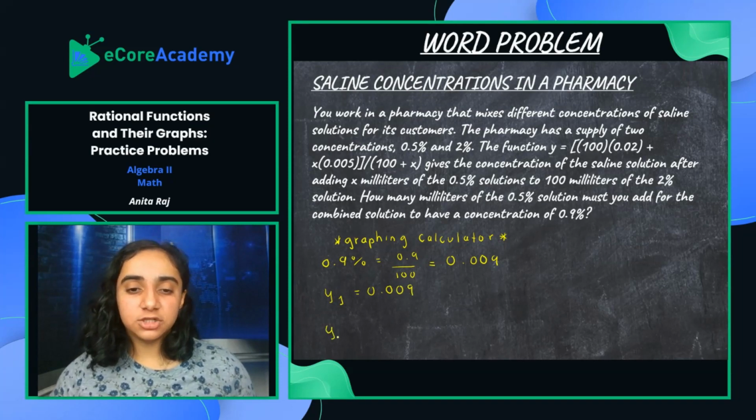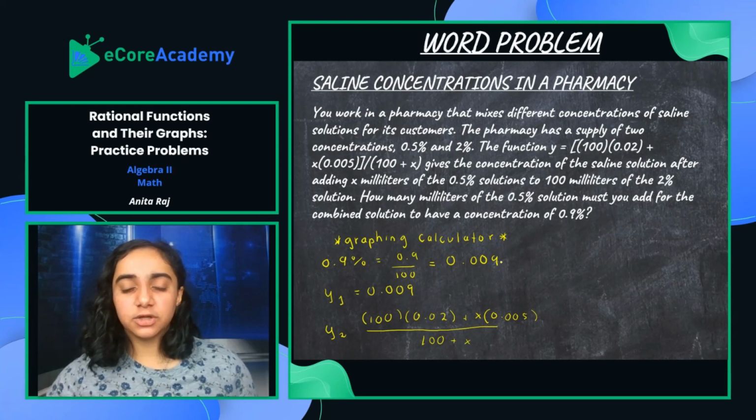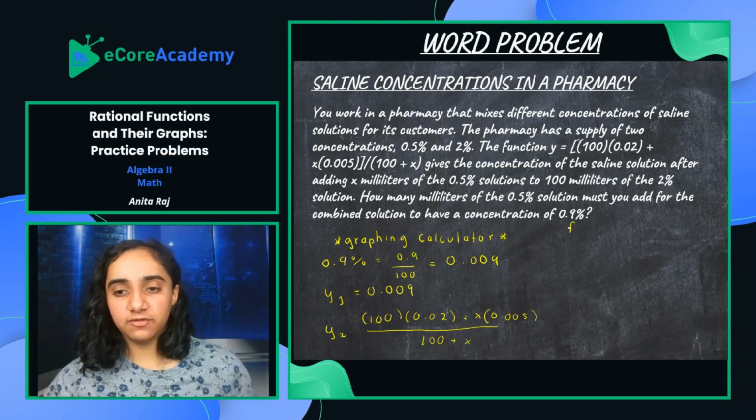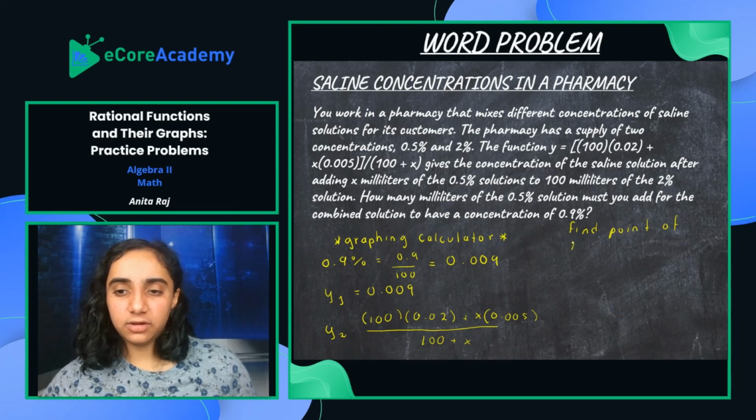And then in our y2, we're going to plug in this equation that they've given us in the problem. So 100 times 0.02 plus x times 0.005 divided by 100 plus x. What we're going to do now is graph both of these, and then we're going to find the point of intersection on the graphing calculator.